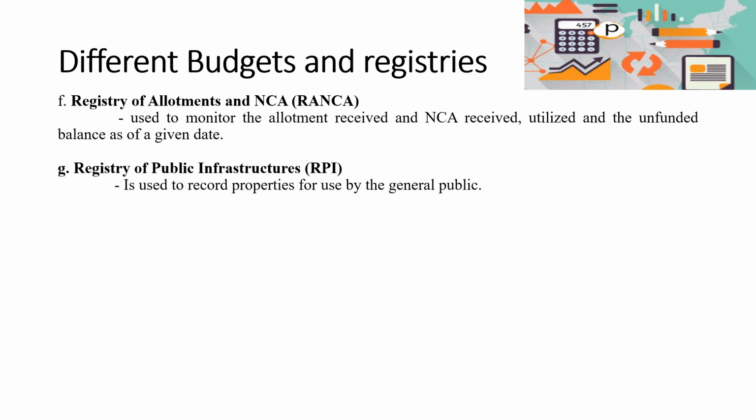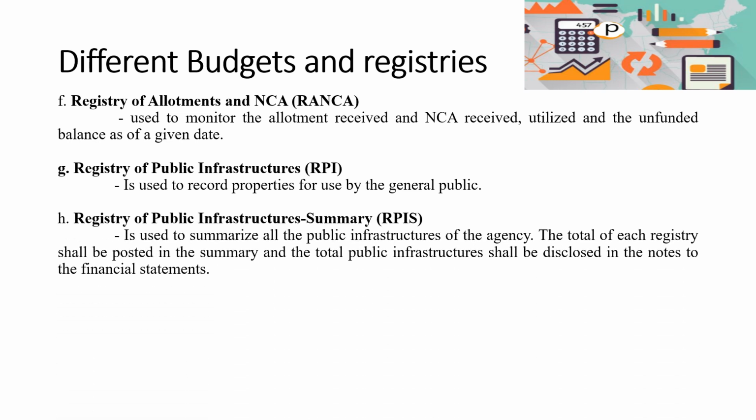Next, we also have the Registry of Public Infrastructure. So, dito, papasok lahat ng mga record ng mga properties for the general public. Like, for example, the monuments, the roads, the bridges, yung mga projects ni DPWH. Kaya normally, si DPWH yung may hawak na. Or sometimes, meron din yung mga local, yung mga projects nila.